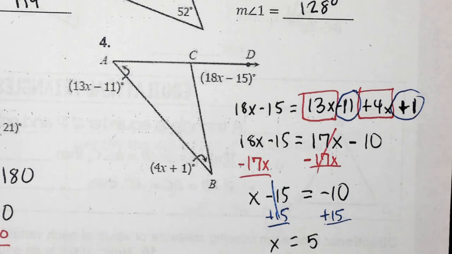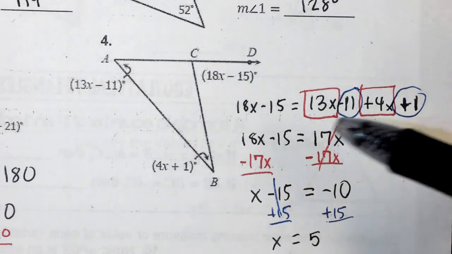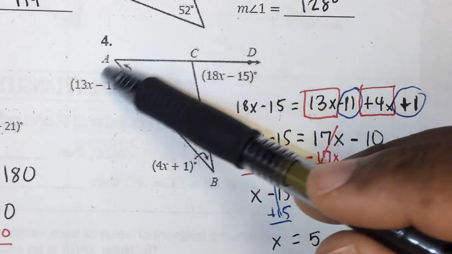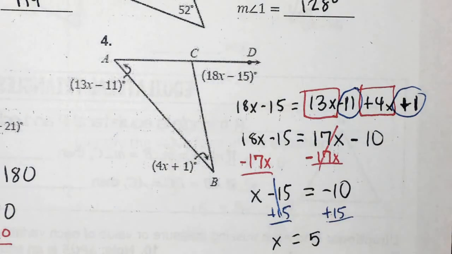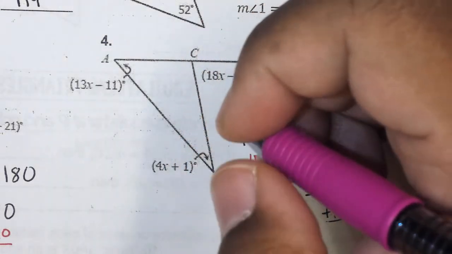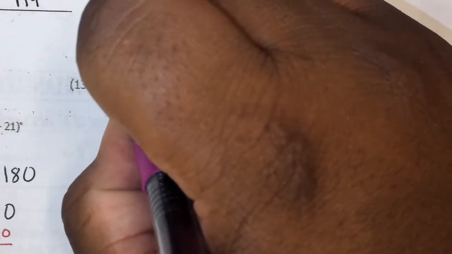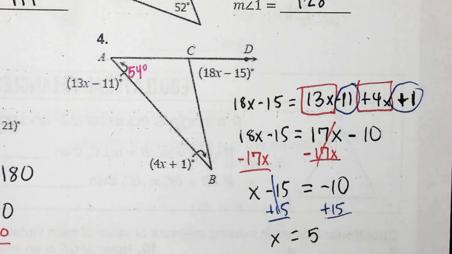Good. CAB is this one, 13x minus 11. Y'all need to learn how to read angles. CAB, the middle letter, is where the angle actually is. Alright, so plug in on that and tell me what you get. I ain't trying to solve these. 54 degrees for that angle. Okay, so CAB is 54.